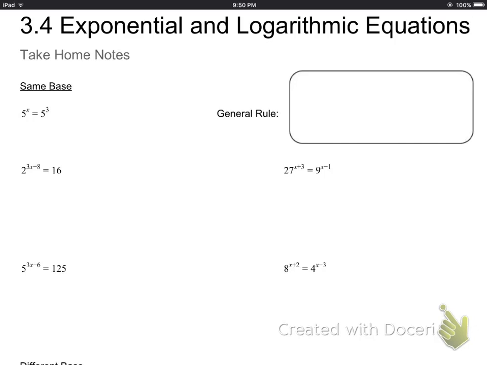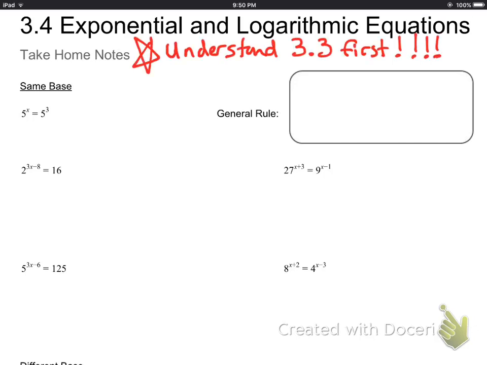This is a kind of long video and you have a lot of problems that you're going to be doing. So the first thing I want to get out of the way is to make sure that you understand the previous standard before attempting this, okay? 3.3 has a lot of stuff in there, and I think you'll just get frustrated and lost and confused if you're trying to do this without really understanding the previous one. So instead of watching this video, go back and work on that, okay? Once you understand that, though, you can join us here.